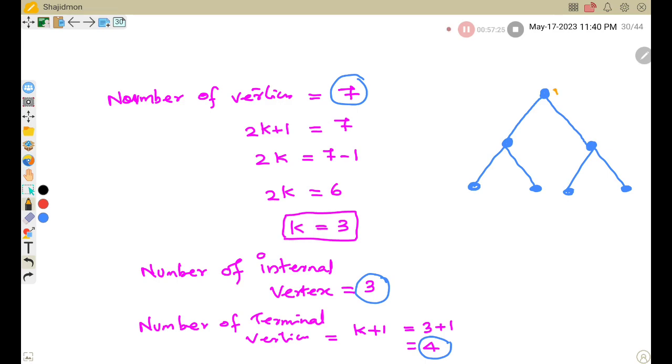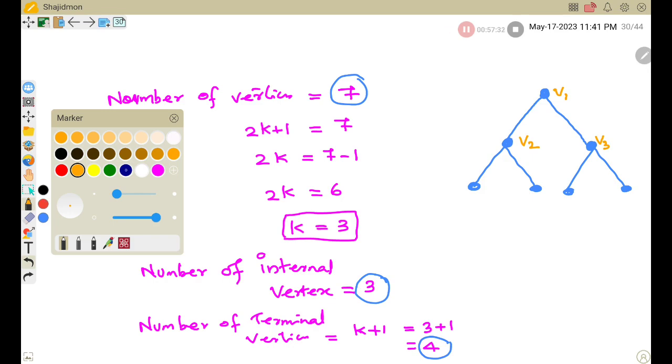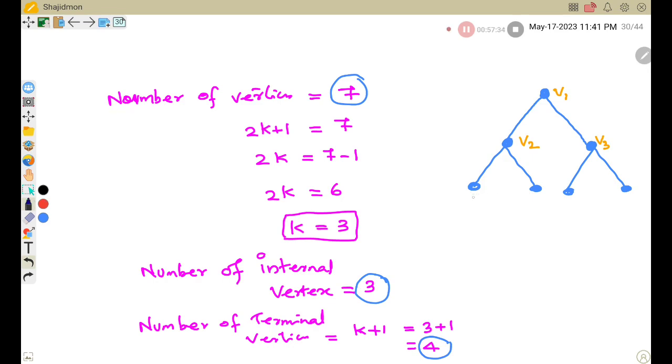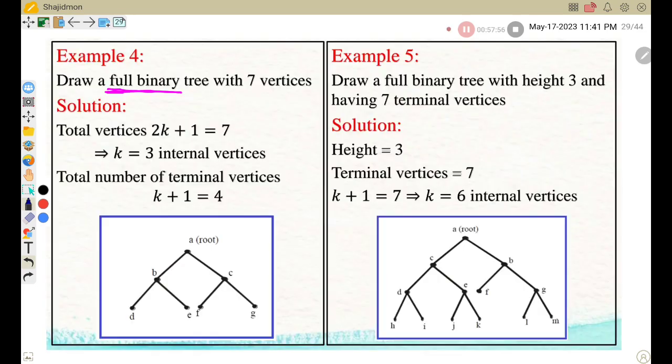This is one internal vertex, V1, correct? V2 also internal vertex. V3 also internal vertex. Now what are the terminal vertices? Terminal vertex means there is no child in that vertex. So V4 is terminal, V5 is terminal, V6 is terminal, and V7 is terminal, correct? So totally we have 7 vertices, it is correct. How many internal vertices? 3, also correct. How many terminal vertices? 4, that also correct. So this is the tree representing that question. Hope you understood that one. You can see the ideas here, drawing the graph.